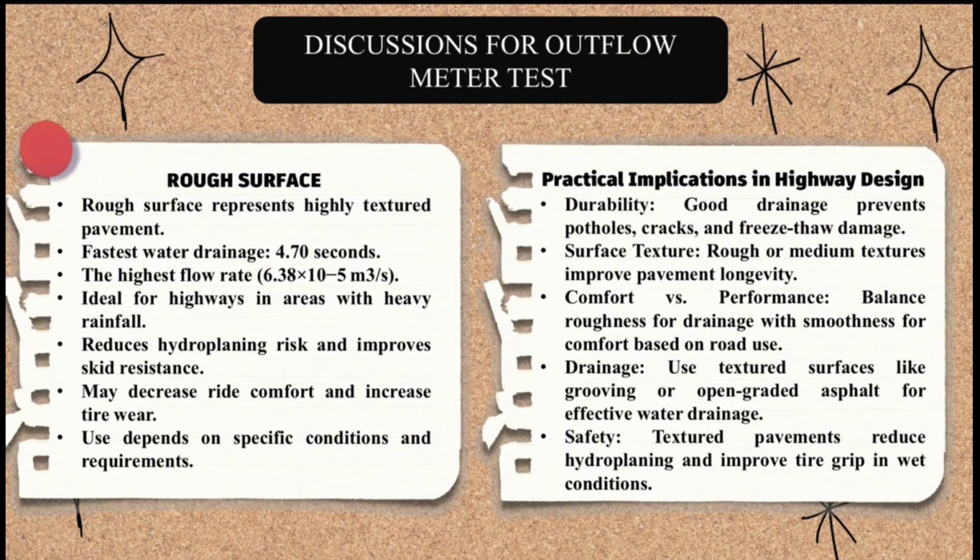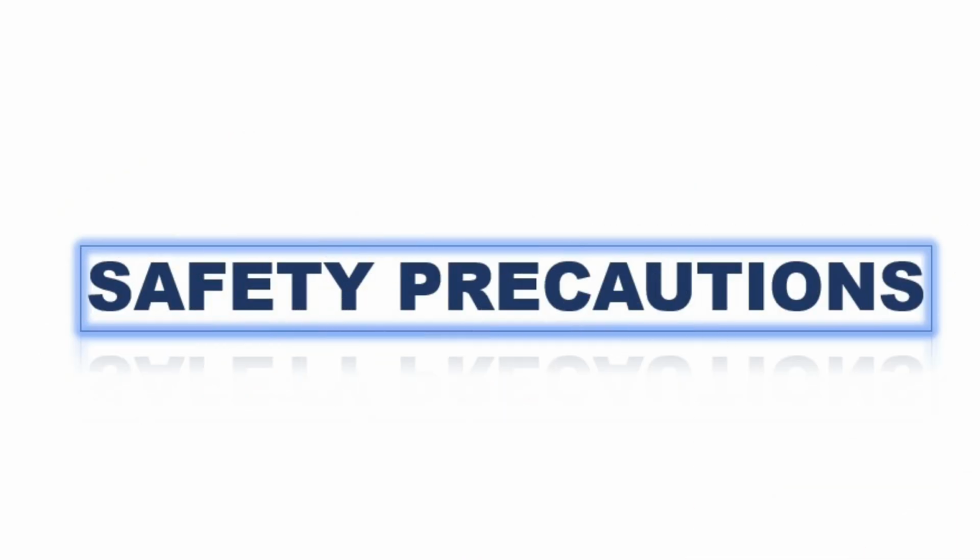So the practical implications in highway design are, first, durability, as good drainage prevents potholes, cracks and freeze-thaw damage. Second is surface texture, because rough or medium texture improves pavement longevity. Third is comfort versus performance, to balance roughness for drainage with smoothness for comfort based on road use. The fourth one is drainage, as textured surfaces like grooving or open-graded asphalt need to be used for effective water drainage. And lastly is safety, as textured pavement reduces hydroplaning and improves tire grip in wet conditions.